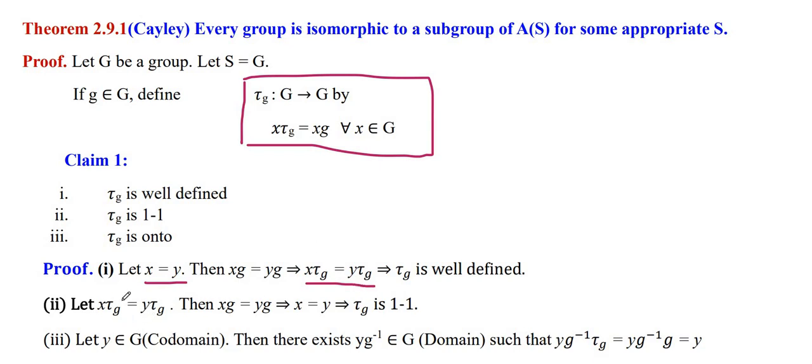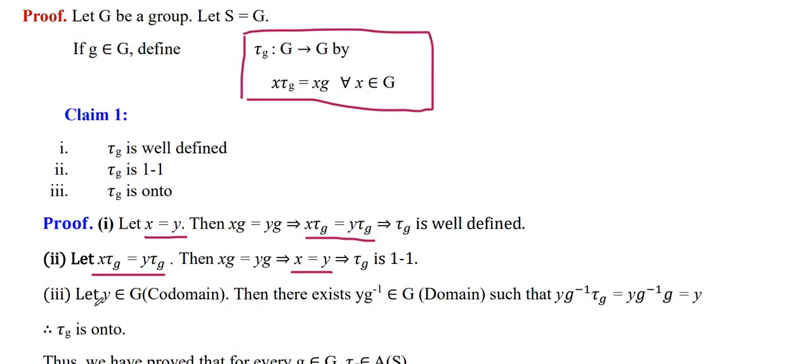Now for one-to-one, we'll just retrace the steps. We consider the images to be equal in the codomain, and we have to prove that the pre-images are equal. So x tau g equals y tau g implies that xg equals yg, and that in turn implies x equal to y by the right cancellation law. So that in turn tells us tau g is one-to-one.